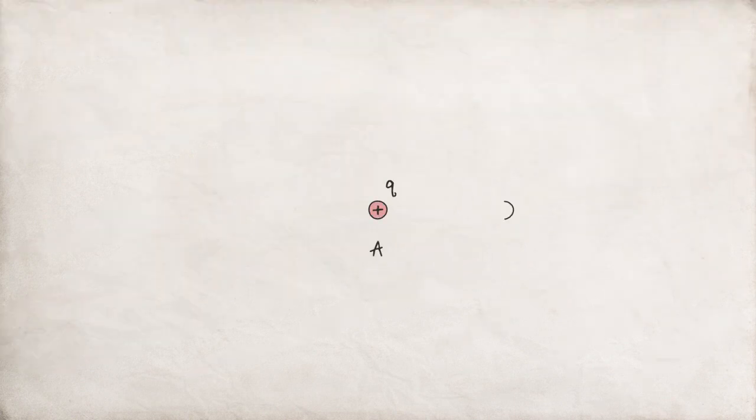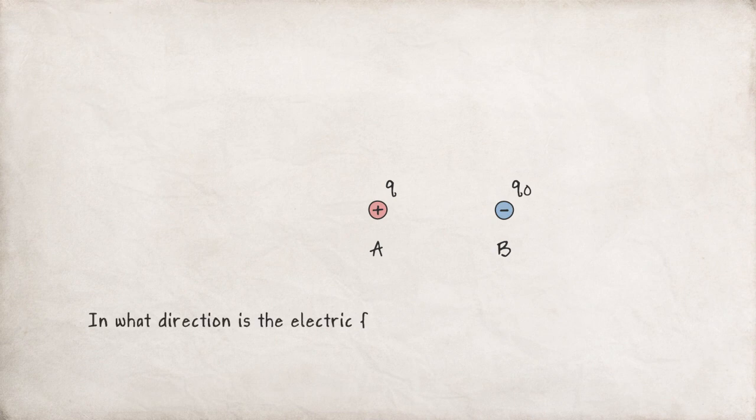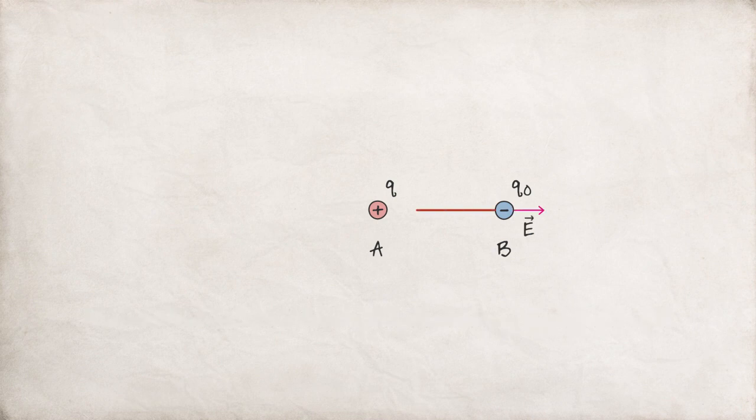Now suppose object B has a charge Q0 that is negative, but Q is still positive. In what direction is the electric field due to charge A at location B? The correct answer is that the electric field is directed to the right. Although the force exerted on object B is to the left, since Q0 is negative, the electric field is still directed to the right. How can we determine the electric field of the point-like object A?